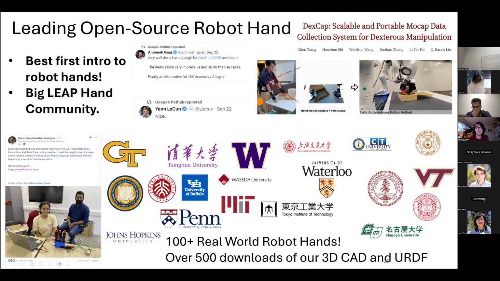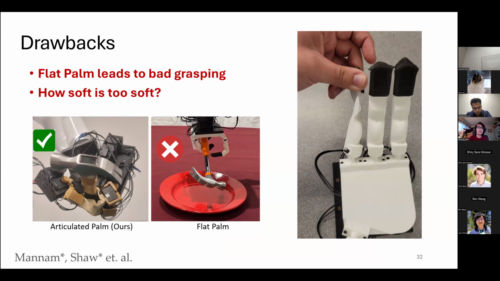But we found there's some drawbacks with this naive design. When you use all these tendons and you have this flat palm, you lead to pretty poor grasping. Like you see this hammer in the palm, and with this flat palm, the hammer is just sort of sitting in the fingers. It's not all the way curled. And also the softness is maybe too soft. You see the finger can twist in all these undesirable orientations, and that's good, but maybe you don't want too much.